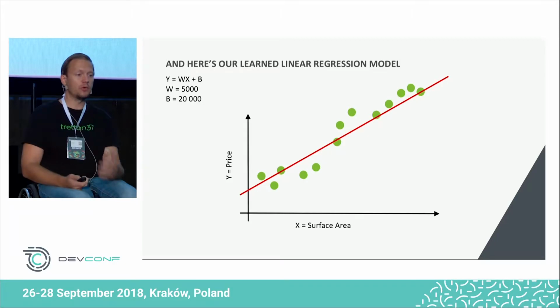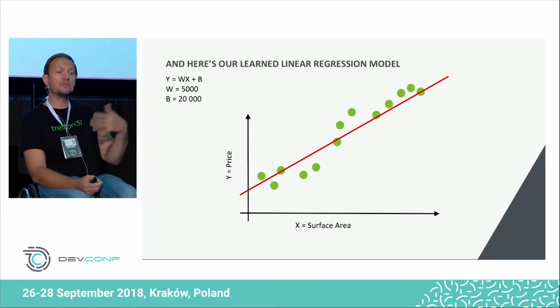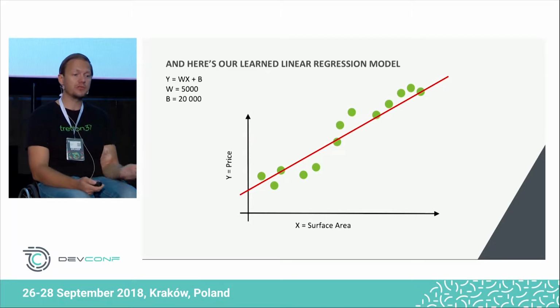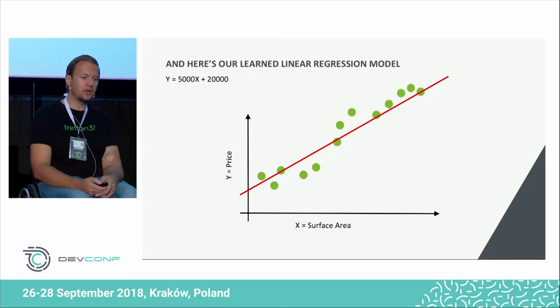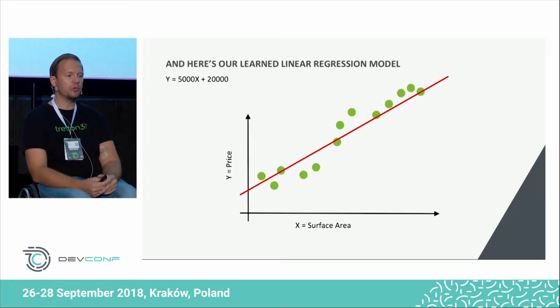So let's say we found a regression model using gradient descent. We found that the perfect formula for the price of the apartment is 5,000 times the square meters plus 20,000. So let's say we have, and that's our trained model. That's our linear regression model.